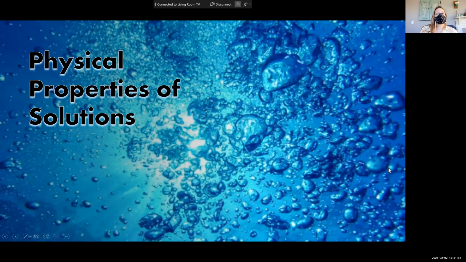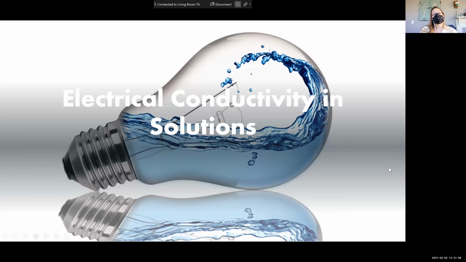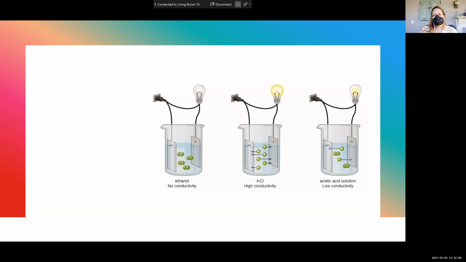So, physical properties of solutions. All right, physical properties. Electrical conductivity. So we know that what type of substance did we talk about that is definitely going to cause some conductivity when dissolved? Ionic, right? Ionic compound. Very good.